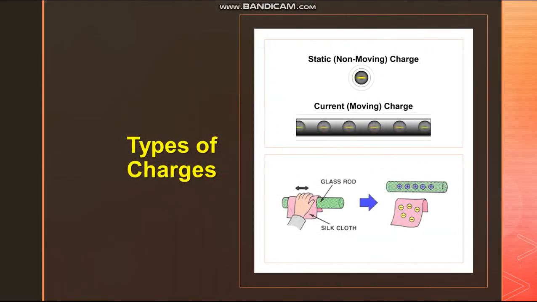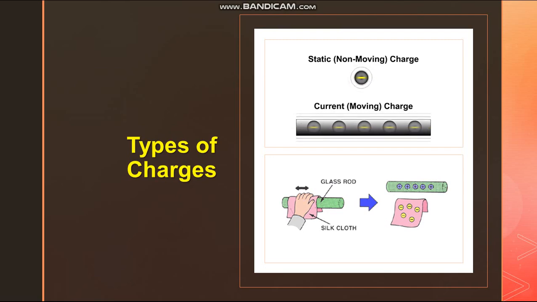What will happen if a glass rod is rubbed on a silk cloth? The silk cloth will develop negative charge and the glass rod becomes positively charged. So how does an object get charges? An electric charge is created when electrons are transferred to or removed from an object.